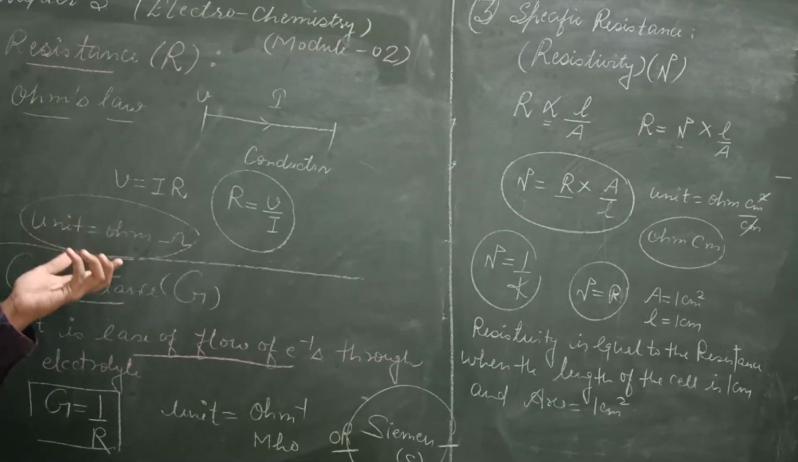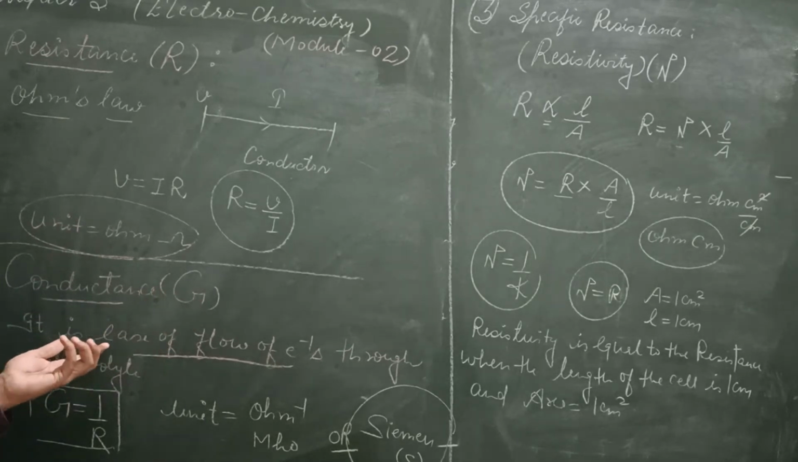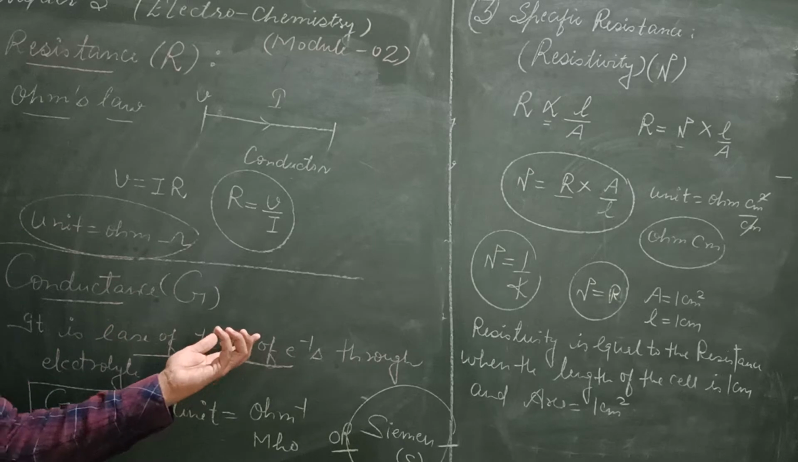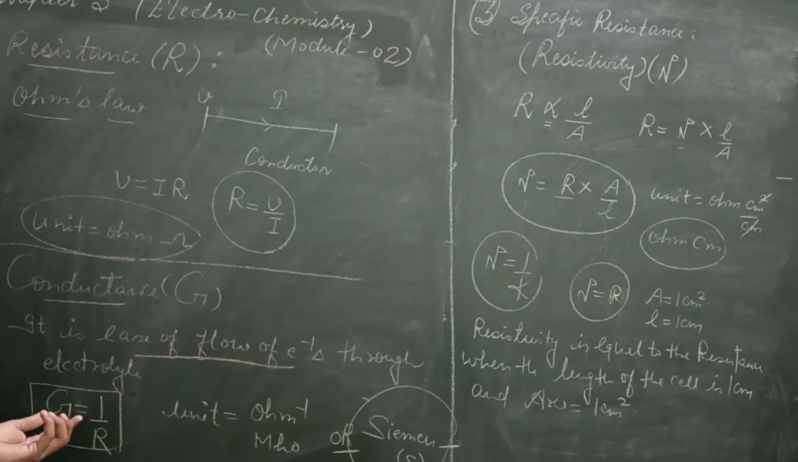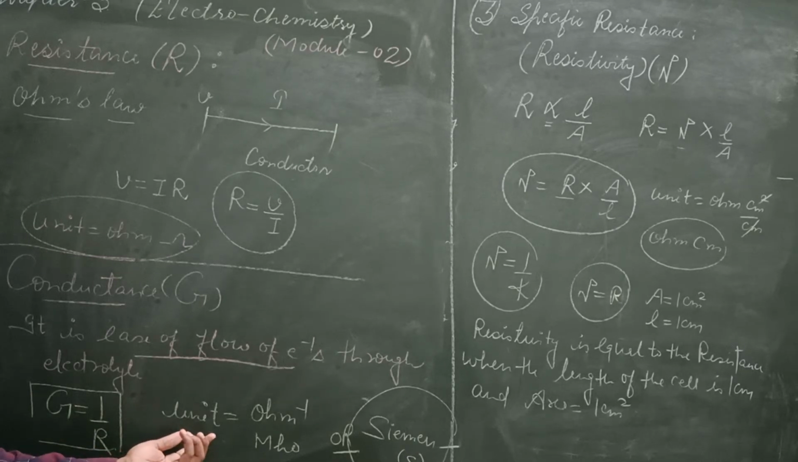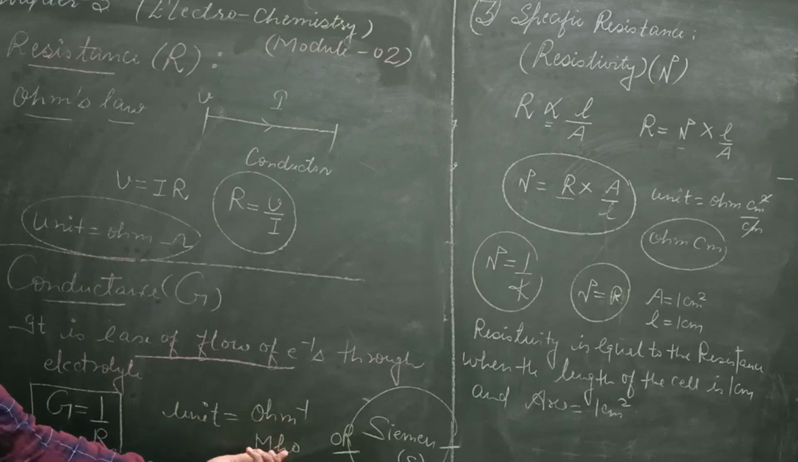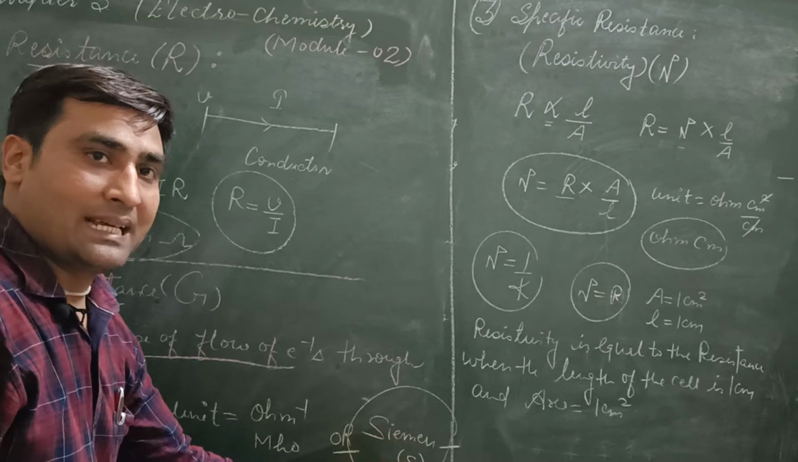The reverse of resistance is called conductance, shown by G, and conductance is the ease of flow of electrons through the electrolyte. G equals 1 by R, the reciprocal of resistance. The unit is the reverse of ohm, mho or ohm inverse, or shown by Siemens, S.